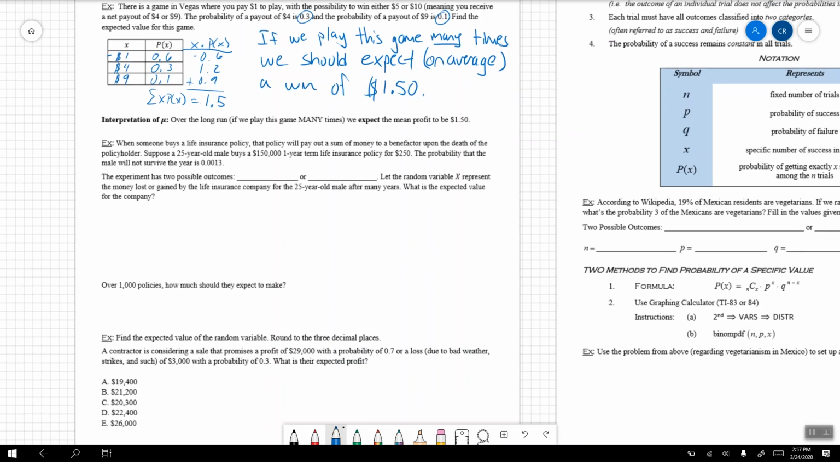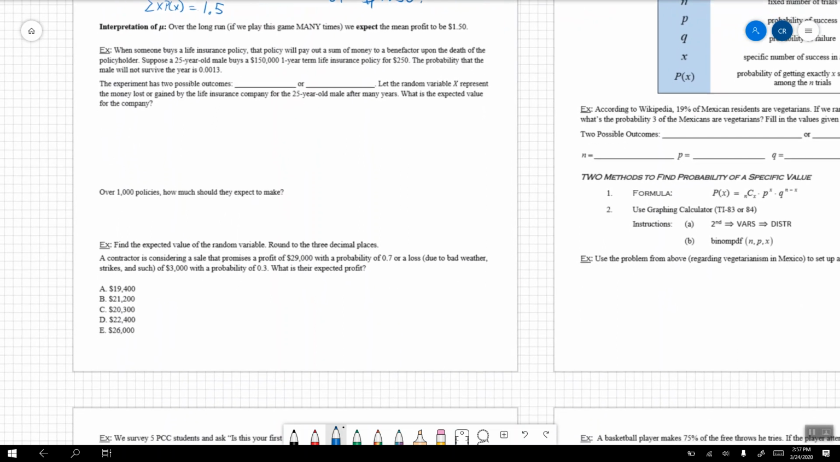So let's look at this expected value from an insurance point of view. When someone buys life insurance, the policy will pay out a sum of money to what we call a beneficiary upon the death of the policyholder. Suppose a 25-year-old male buys $150,000 life insurance for a 1-year term, and he's only going to pay $250 for it. The probability that the male will not survive the year is 0.0013.